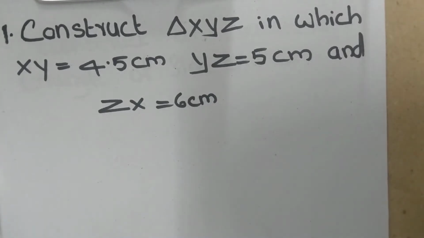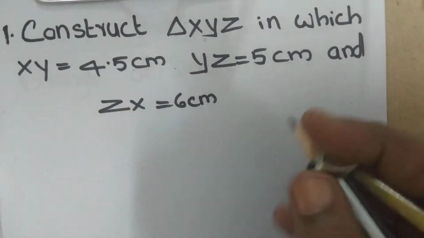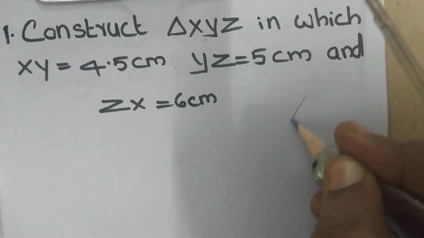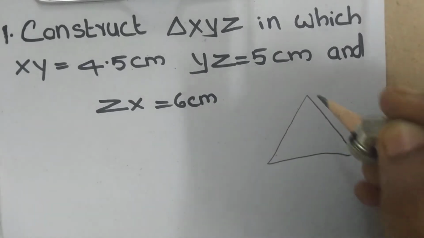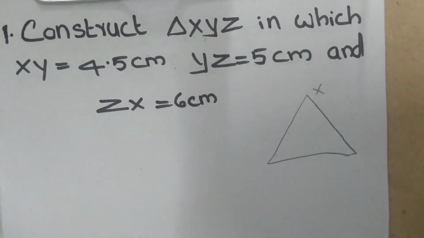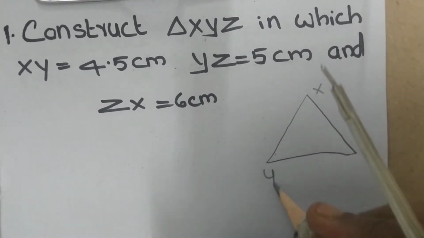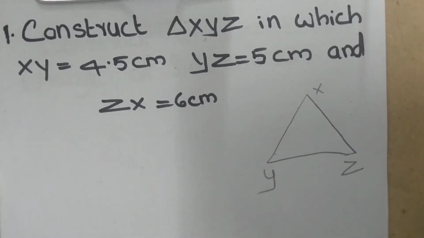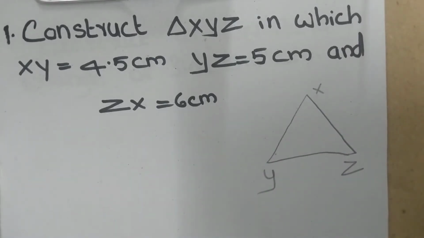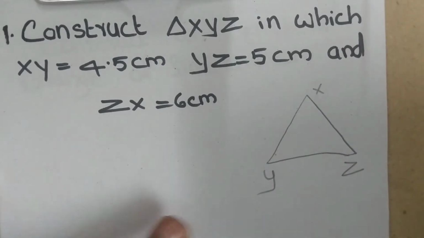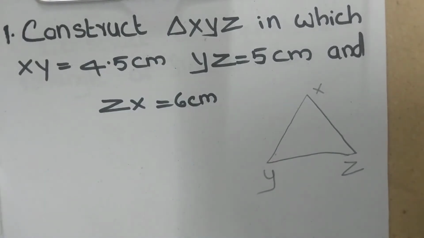Our aim is to construct triangle XYZ. First, the rough diagram. When drawing a rough diagram of a triangle, usually we mark X on the top, and Y and Z on the base of the triangle. X is marked on the top of the triangle. In that way, from here you consider the measurements.